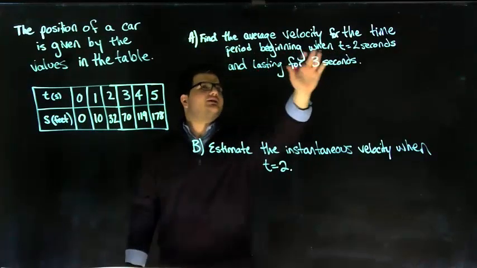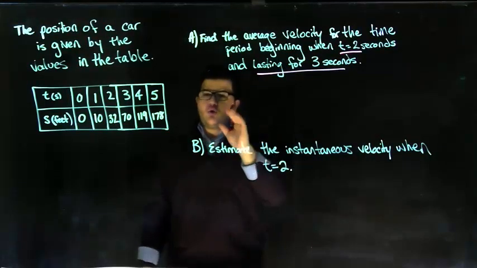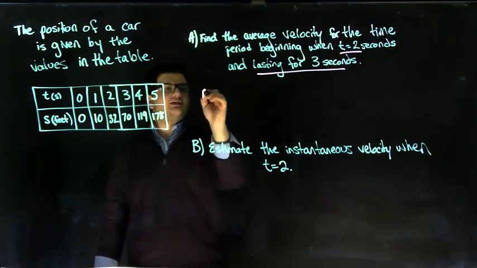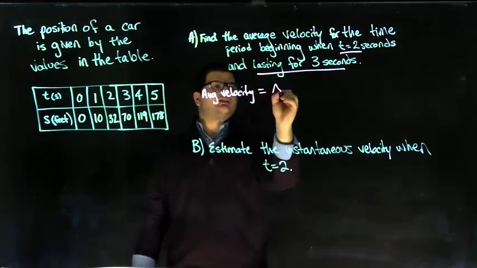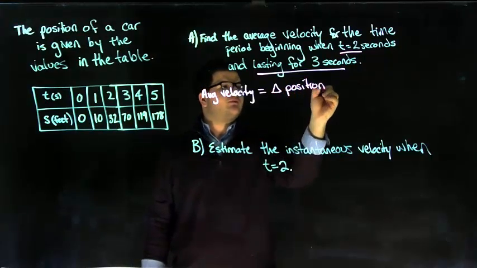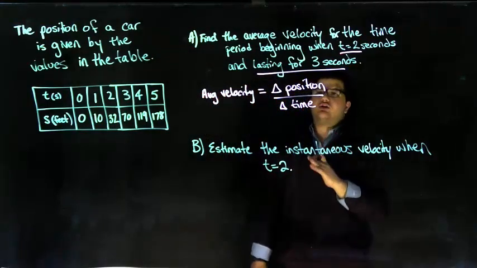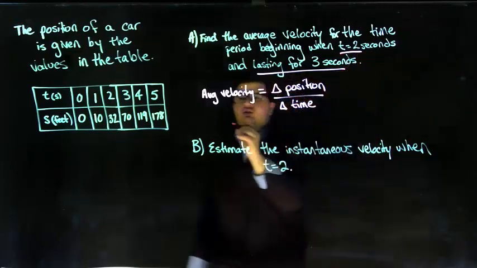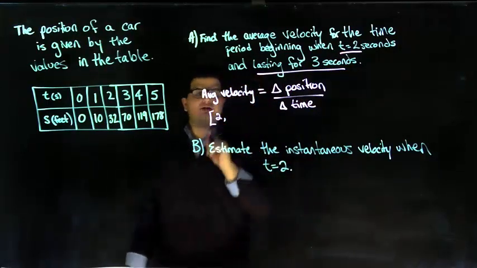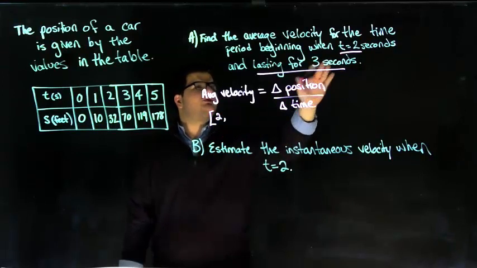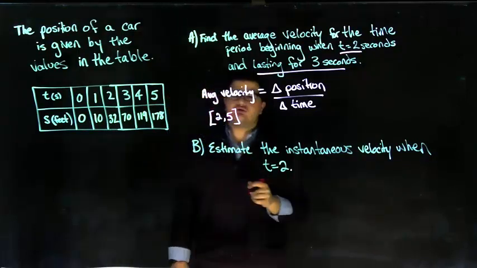We're going to find the average velocity for the time period beginning when t is equal to 2 and lasting for 3 seconds. Recall from our first video that average velocity was defined as the change in position over the change in time. And so here, I need to figure out what my time is. I know my initial time was 2 seconds, and they said that it lasted for 3 seconds. So how do I find my end time? Well, my end time is just the 2 plus the 3 seconds, because that's how long it lasted for. So I have the interval from time 2 to time 5.